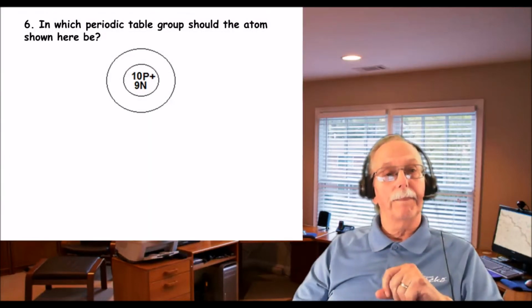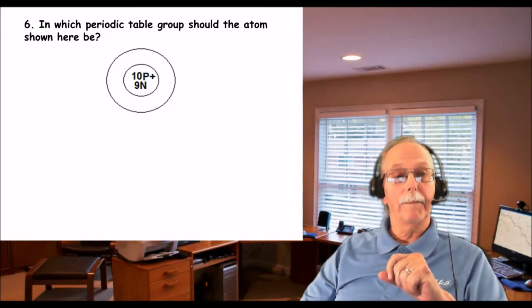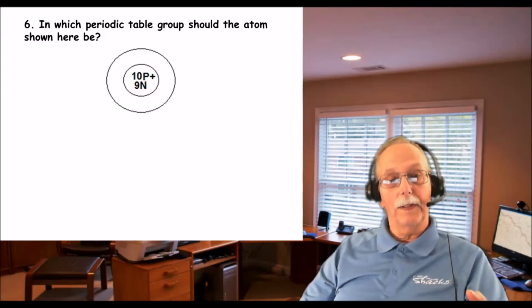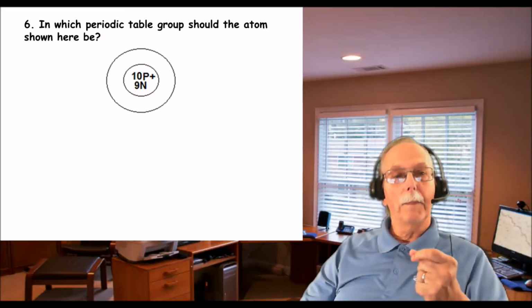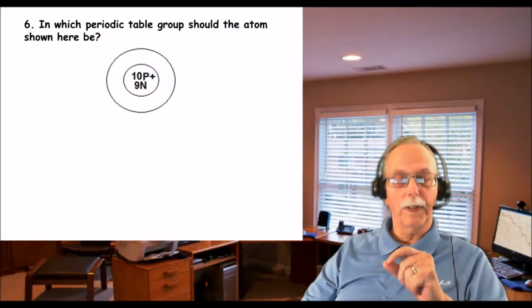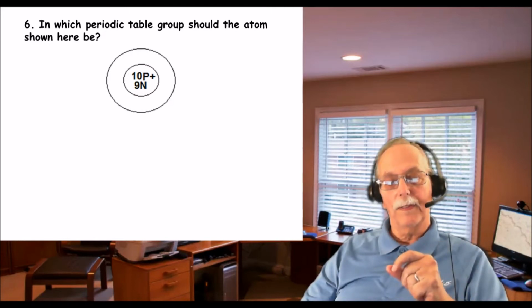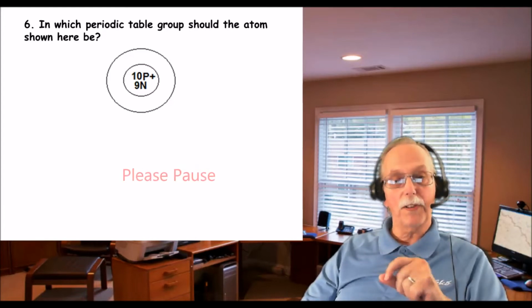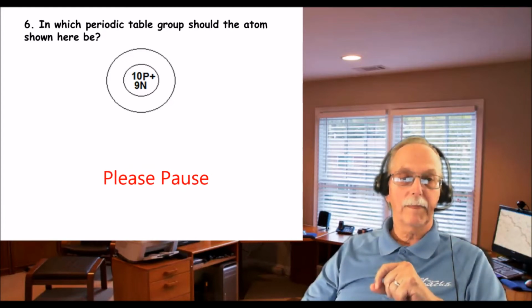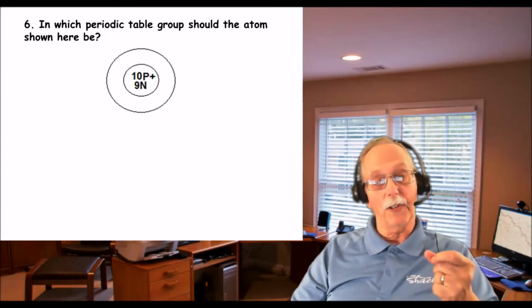Next question. In which periodic table group would the atom shown here be located? Well, we have 10 protons, 9 neutrons. How is this going to tell you what periodic table group this is going to be in? Go ahead and pause the video, answer the question, start the video back up again, and we'll go over it. Go ahead and pause the video now. Well, if you're back, let's go ahead and answer the question.